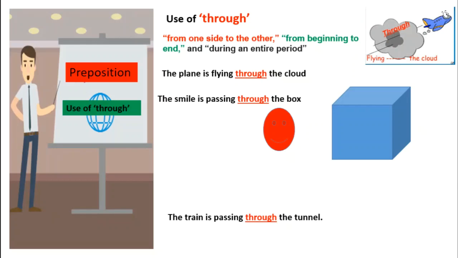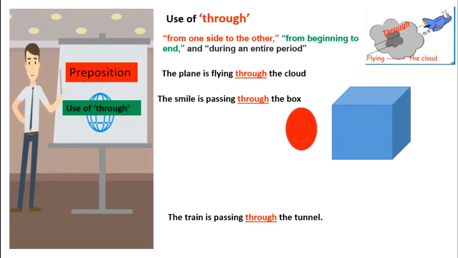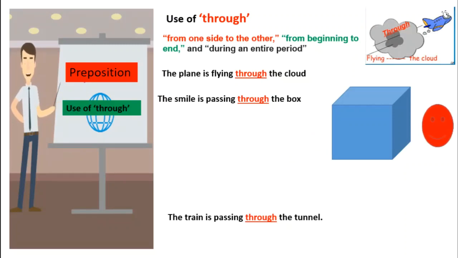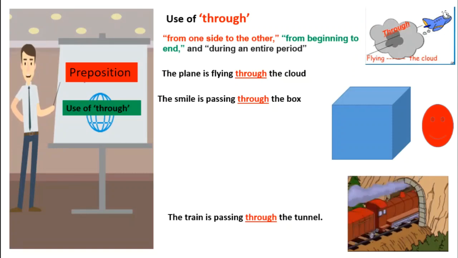Use of through. Through is used to mean from one side to the other side, from beginning to end, and during an entire period. The plane is flying through the cloud. The smiley is passing through the box, or the train is passing through the tunnel.